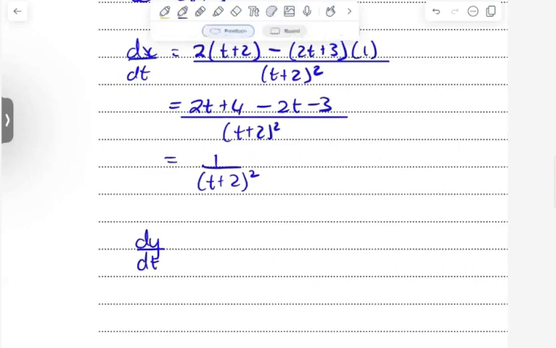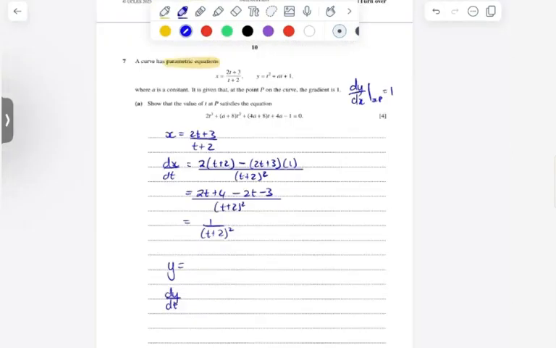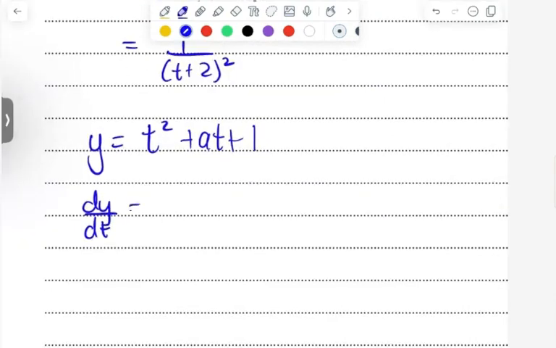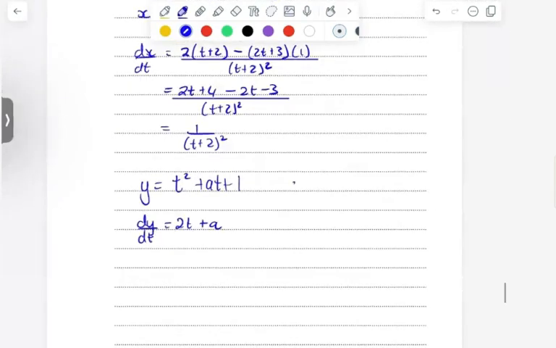dy dt. Let's first figure out what y is. Be a good start. That is t squared plus at plus 1. Okay, so dy dt is 2t plus a. So that's quite straightforward. So if I then get dy over dx, that's going to be my dy over dt times dt over dx. Right, so that's also on your MF19, and you just need to know whenever you have a parametric equation, you need to use that formula, because that links the 3 variables together.